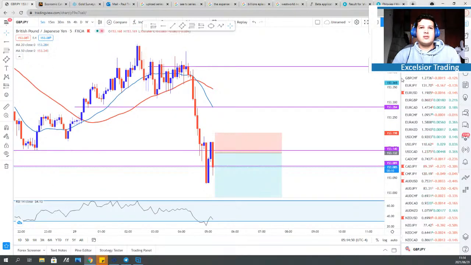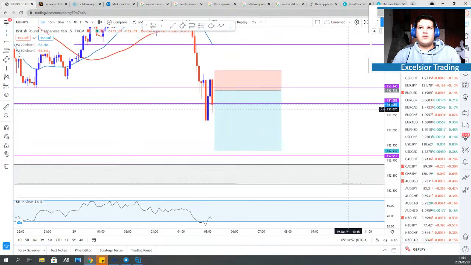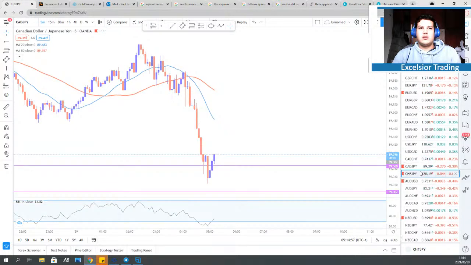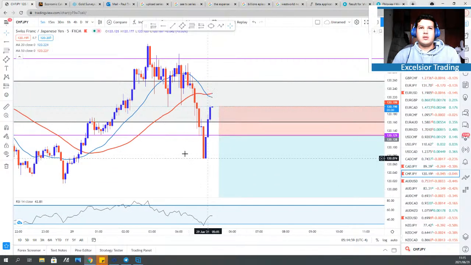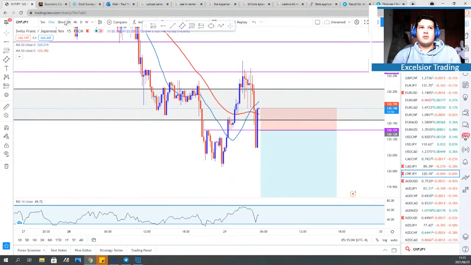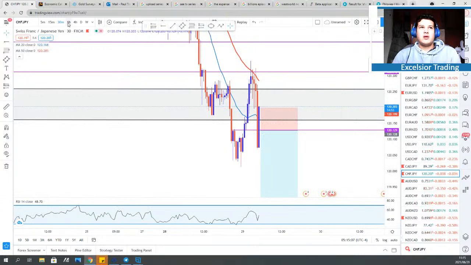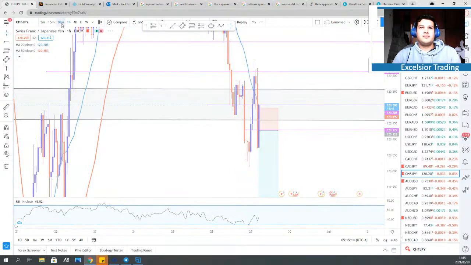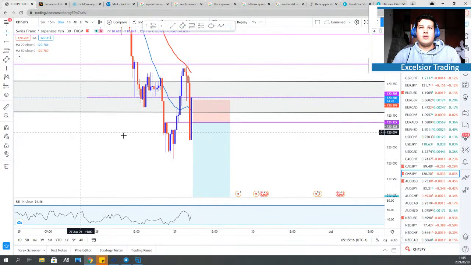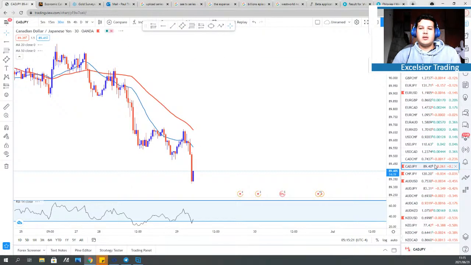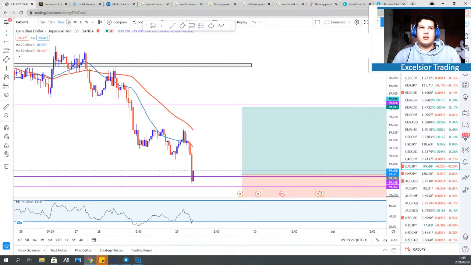GJ, where's CHF everywhere? Yo, look at CHF everywhere, man. Damn. Yeah, I was hesitant about this little support here, but I don't know, it might check that. Now we'll see what it does. KJPY, on the other hand.